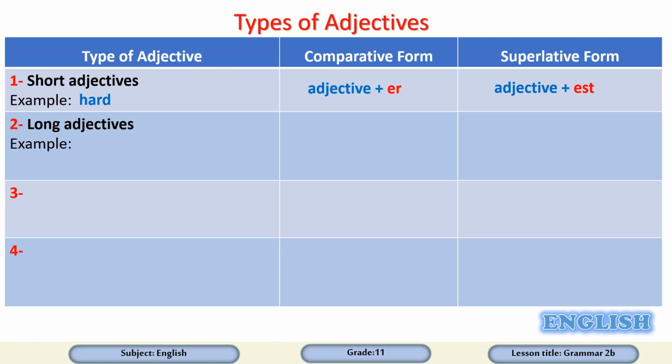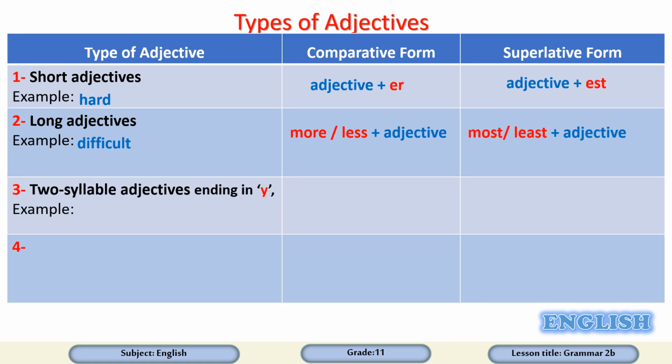The second type of adjectives is long adjectives, and we mean here the adjectives that are made up of more than one syllable. For example, the adjective difficult. To form the comparative of these adjectives, we add more or less before the adjective. To form the superlative, we add most or least before the adjective.